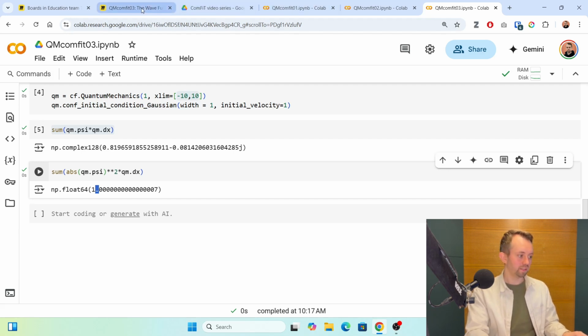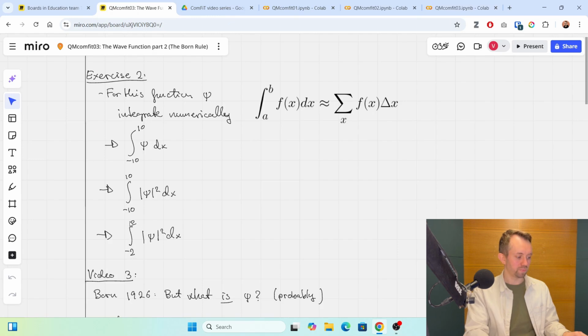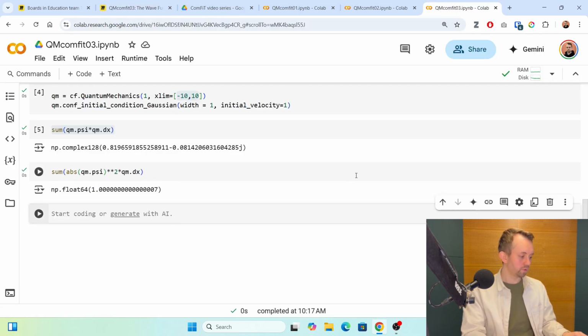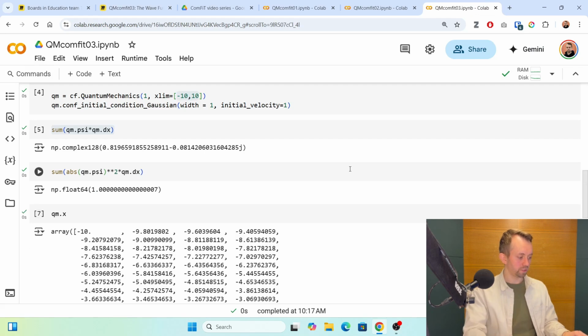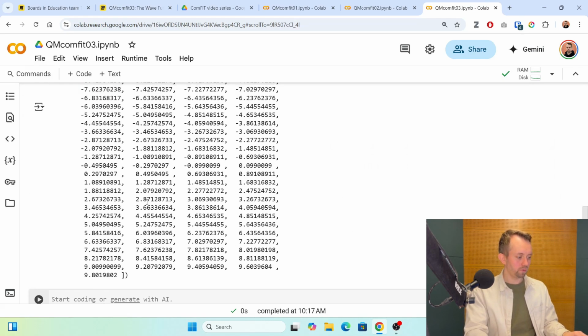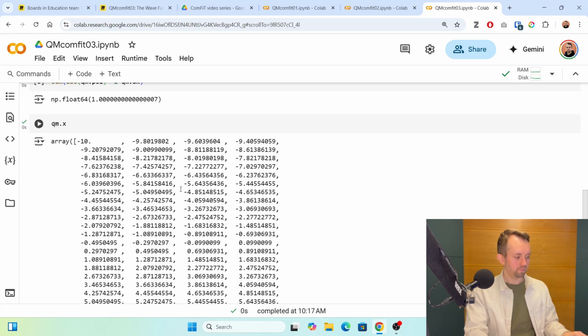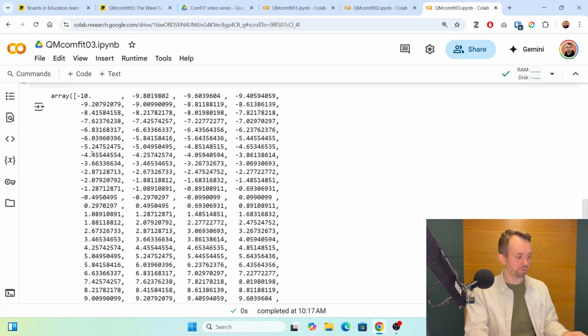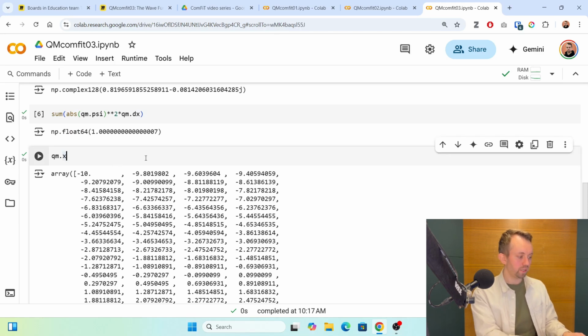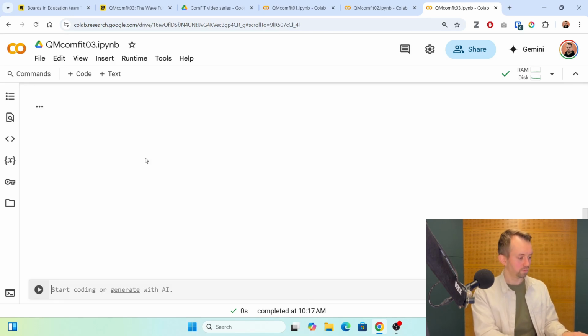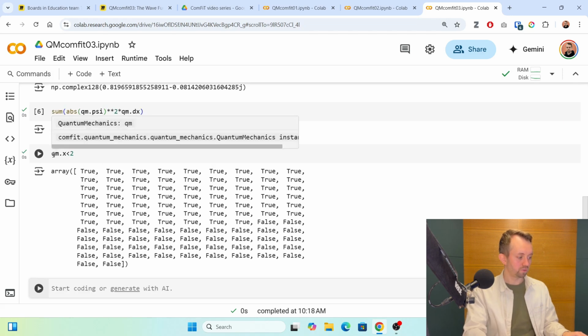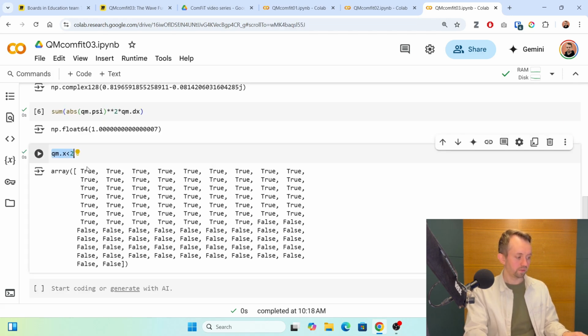But lastly, the third exercise was to calculate the integral from minus 2 to 2. And then the question is, how do you do that numerically? Well, we have our array of x numbers going from minus 10 to 10. If I write a condition on this x value, like qm.x smaller than 2, then I get a Boolean array, so an array of bool values telling me for which of these points this condition is satisfied.